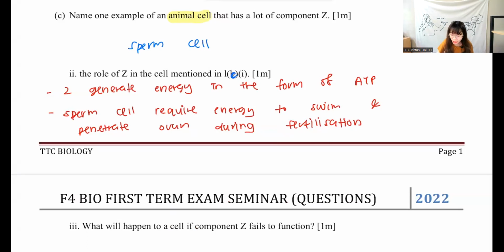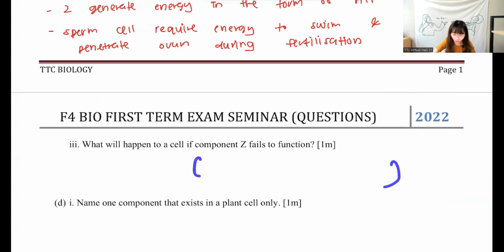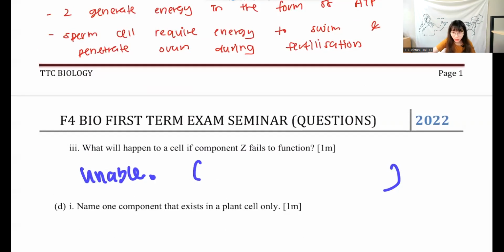Now when you see this kind of question where they say fails to function, not functioning well, or removal of a thing, how can our answer be? We cannot say die. When you write die, it's never correct because in biology, we don't accept die as an answer. We have to explain why they die or how they die. The easiest and best way to answer is to write the function of Z, and in front, add the word unable. Then you have your answer. Unable to what? Unable to generate energy in the form of ATP. That will be your answer.